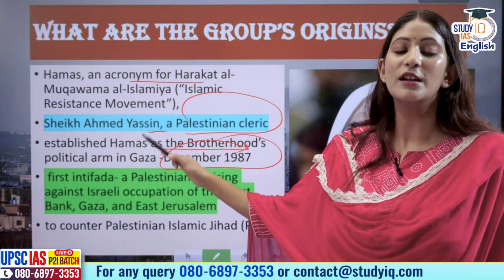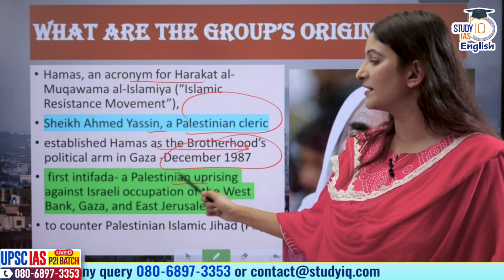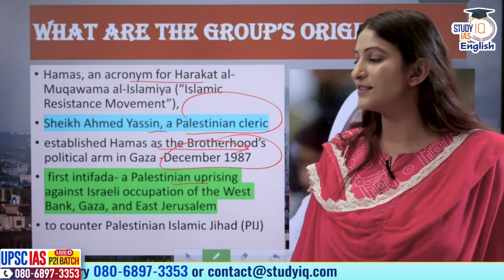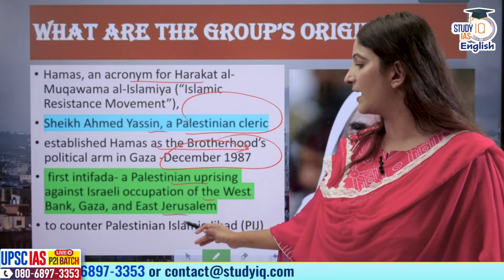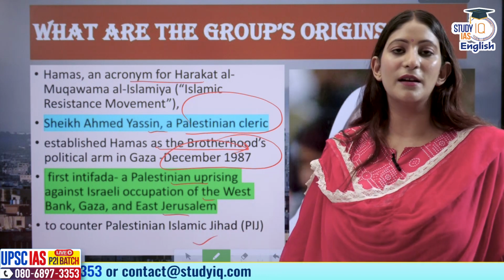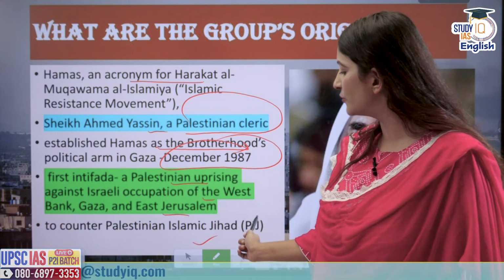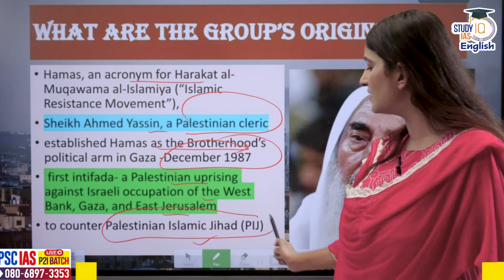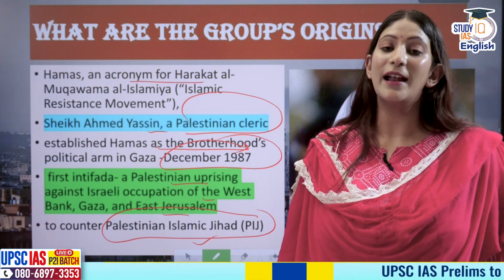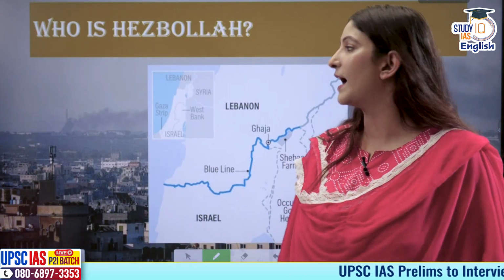This is, of course, during the first Intifada, in which the Palestinian uprising was there against Israeli occupation of West Bank, Gaza and East Jerusalem. To counter this, of course, it was created. One more thing is very important to understand: it was actually created to counter Palestinian Islamic Jihad. But now Palestinian Islamic Jihad has also joined hands with it.